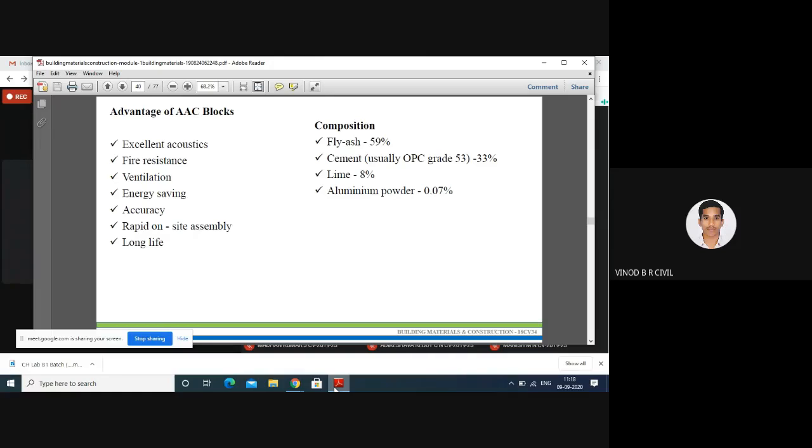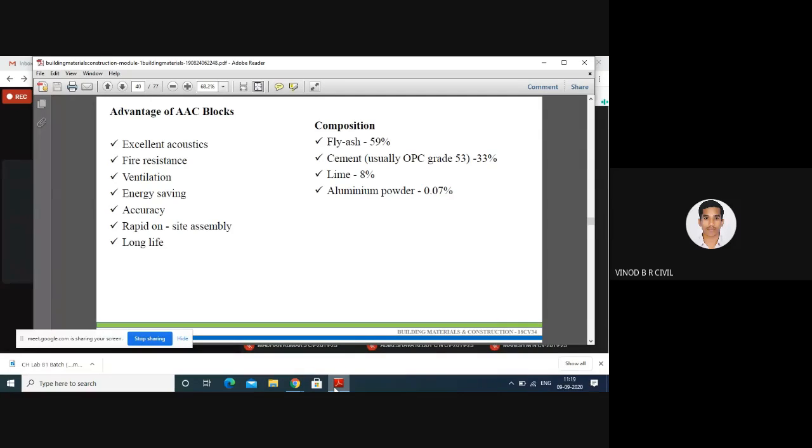And fire resistance, as you know, there is the presence of voids, so it completely acts as a fire resistance. And ventilation is nothing but that air can pass from one point to another point easily. And energy saving, when ventilation acts as an important role, at the same time we can cut down the energy.